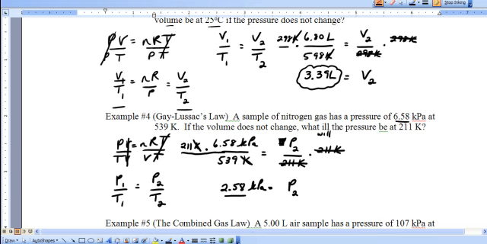In the next podcast, we're going to take a look at using PV equals nRT to solve a combined gas law question, and then we're also going to talk about the difference between ideal and real gases.